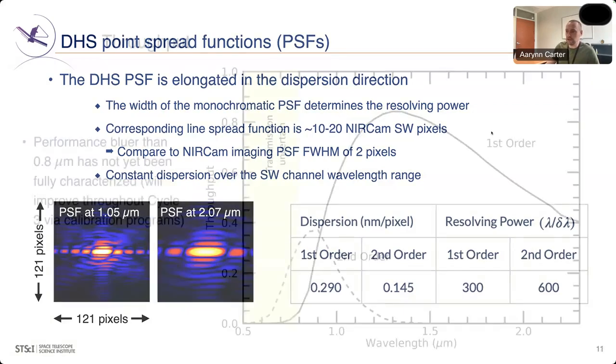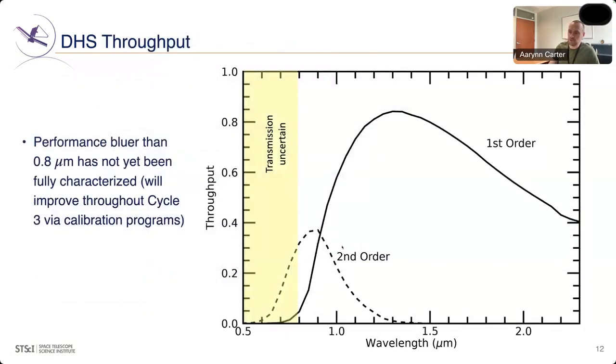And you can see that here in this plot. So this is the throughput. You can see clearly the first order really has this dominant throughput. You're not going to get all of this wavelength coverage at once because you're going to have to apply some filter to your observation. But you will get the second order at the same time, and particularly around 0.9 microns, we think that the throughput is higher for the second order, so you're probably going to get better signal to noise there. But this 0.8 micron region is a little uncertain, and it's hopefully going to improve through Cycle 3 calibration programs, which we'll discuss towards the end of the talk.